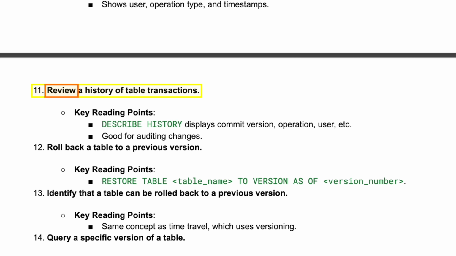11. Review a history of table transactions. Key reading points: DESCRIBE HISTORY displays commit version, operation, user, etc. Good for auditing changes.